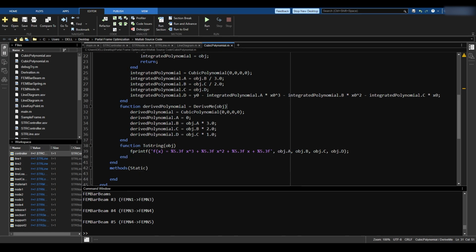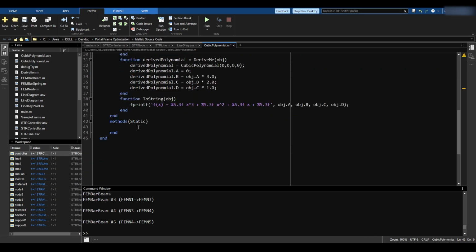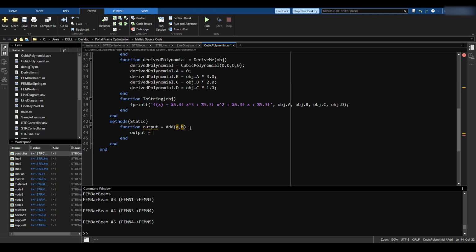However, there are outsider abilities that the class has, and those are the static abilities. So let's program them. The static abilities here are two things. First of all, function output, let me call it output, equals add of a and b, where a is a cubic polynomial and b is a cubic polynomial. Notice, I don't need to pass in object because those are static functions. So in that case, output is going to equal a brand new cubic polynomial.